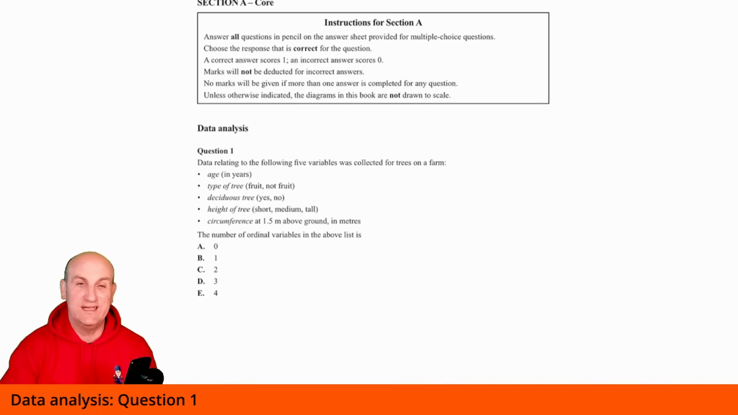Deciduous, yes or no, again categorical, but yes or no doesn't have an implied order. Height of tree certainly does, because it's small or short, medium or tall. And circumference, nope, that is also numerical. So the number of ordinal variables in the above list has got to be B. So B would be my answer to that one.